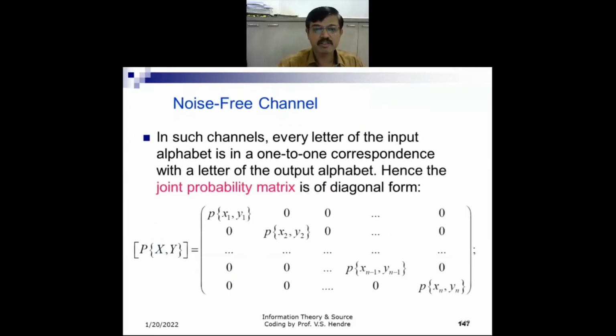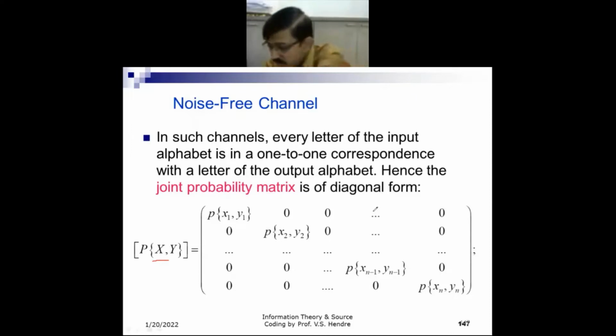So let us begin with the first channel, that is called the noise free channel. I will explain the concept of the noise free channel by simply looking at a matrix, the joint probability matrix of that particular channel. The joint probability matrix is P of x comma y. On the x-axis there is random variable capital X, on the y-axis random variable capital Y. So this element is P of x1 comma y1, x1 comma y2, x1 comma y3, like that. This is how we have earlier defined the joint probability matrix.